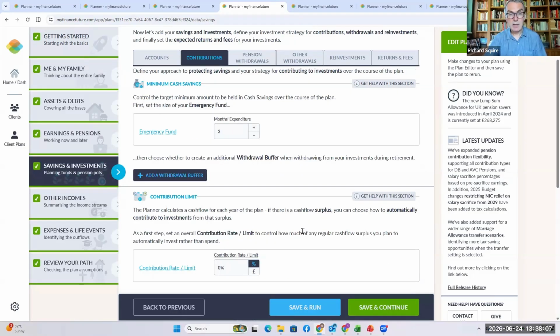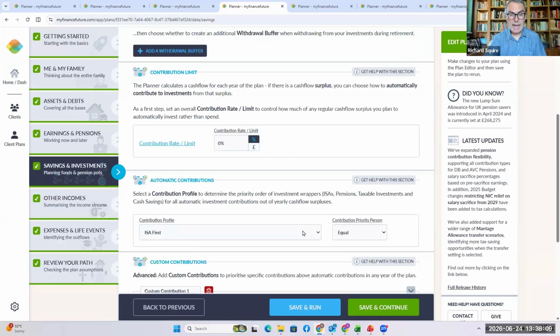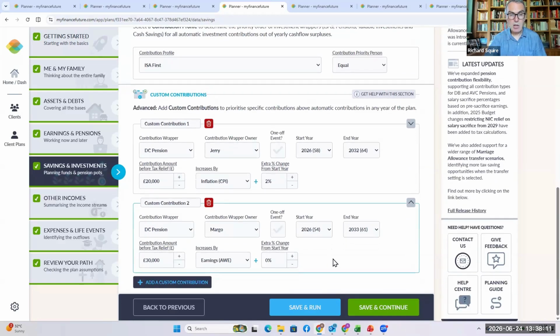So looking at the contribution tab now, we're going to add in a contribution for Margot, and I've added this in. So DC pension contributions for Margot during her period of employment, £30,000 net, grossed up after tax relief, that will be 37,500. And so let's see what the effect of those two changes is.